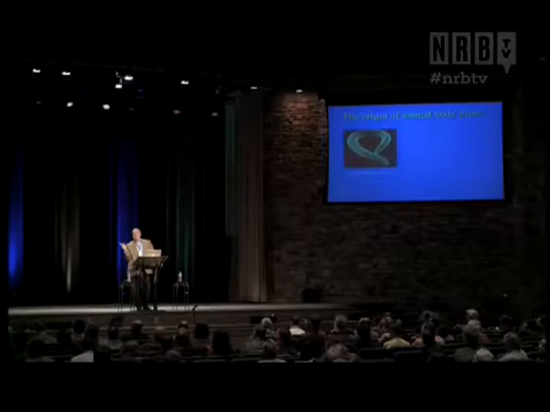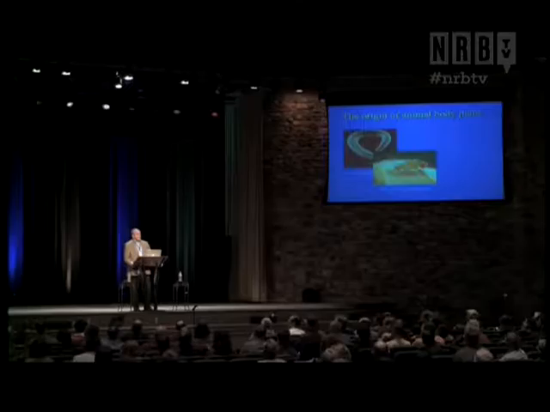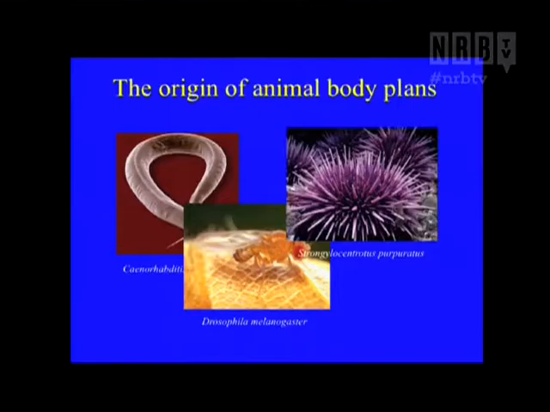This worm doesn't have that architecture. It's a nematode. It falls into a different sort of architecture and a different phylum. Fruit flies fall into yet another phylum, arthropods. And then we have the purple sea urchin, which is an echinoderm with fivefold symmetry, falling into yet another group. So that's what we're going to look at. How did these basic architectural differences come to be?